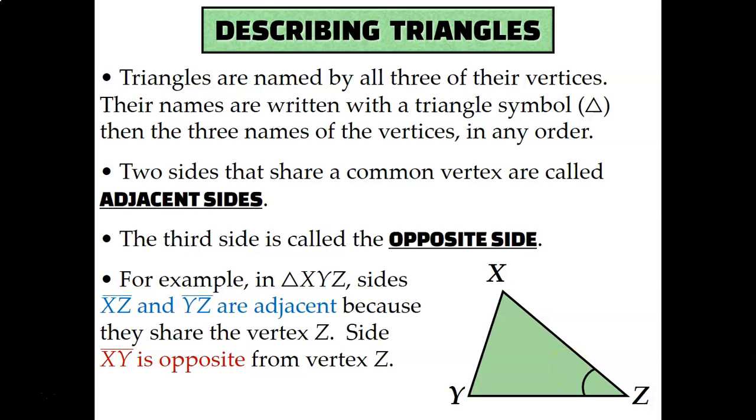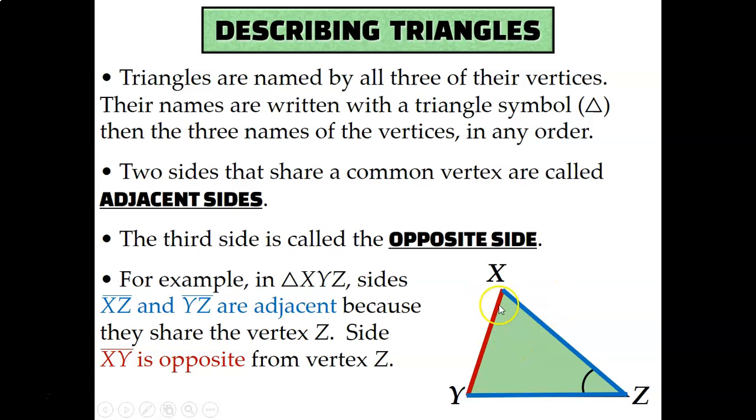In relationship to angle Z, sides XZ and YZ are adjacent sides, because they're the 2 sides that make that vertex, that make that angle. And side XY would be the opposite side, because it's on the other side of the triangle from angle Z. The sides that are opposite and adjacent will change based on which angle it is that you're talking about. These 2 are the adjacent sides, and this is the opposite side only if you're talking about angle Z. It would change if you were talking about angle X.